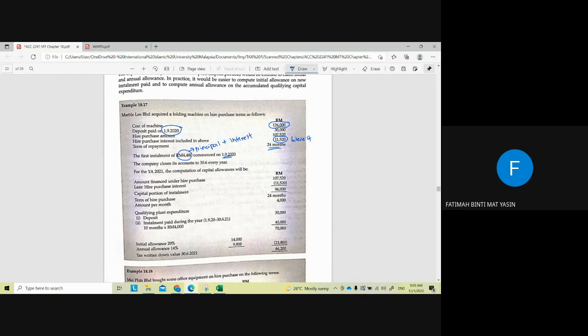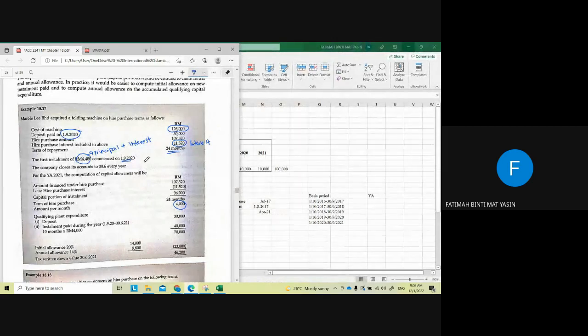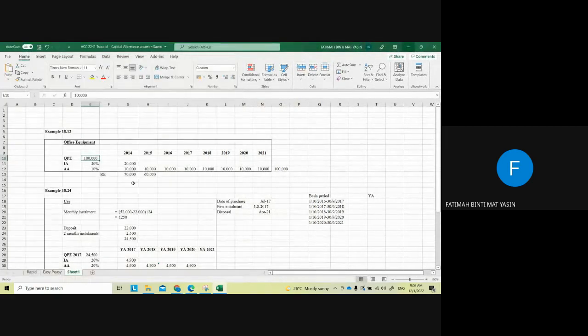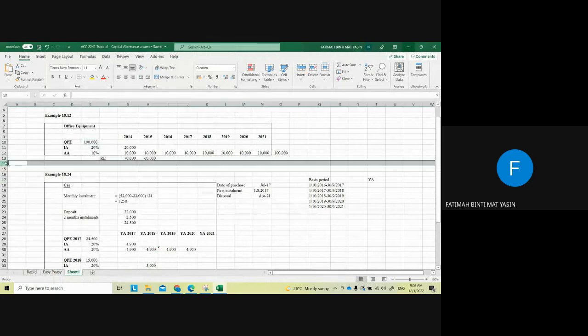Okay, so if you look here, this is how the author of this textbook calculates the capital portion of the installment. You need to know how much the amount paid per month by the company is without the interest. You need to calculate this first. To answer this question, you can do it like this. Instead of doing it like that, it is a bit difficult for me. I think this one is easier. Okay, so let me do it for you.